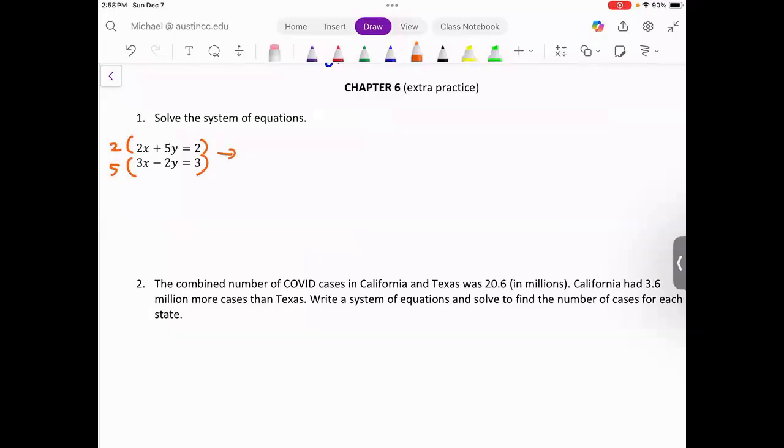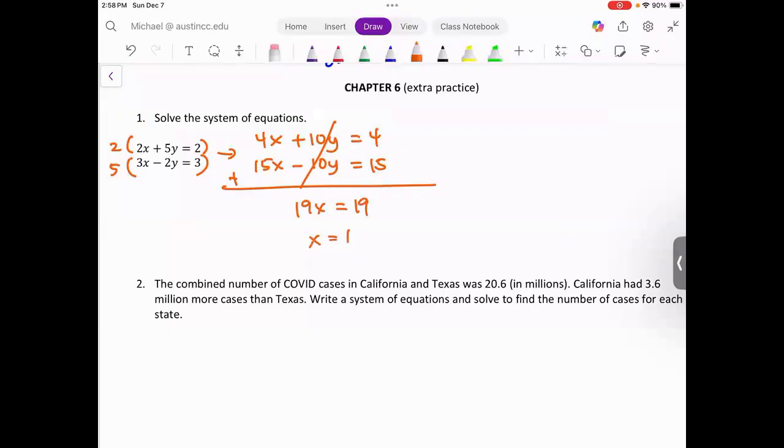So that's going to give us 4x plus 10y equals 4, and 15x minus 10y equals 15. Now let's add those two equations together to get rid of those y's. We're going to end up with 19x equals 19, or x equals 1.